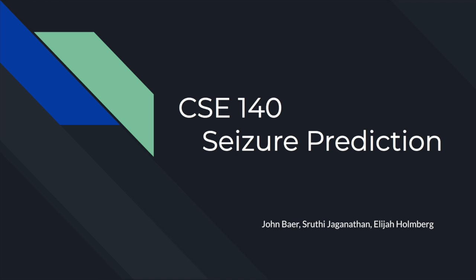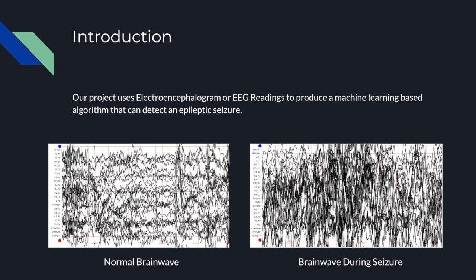Hello, our project is Seizure Prediction. I'm Shruti and my team members are Elijah and John. Our project uses EEG readings and a convolutional neural network to produce a machine learning-based algorithm that can detect an epileptic seizure.